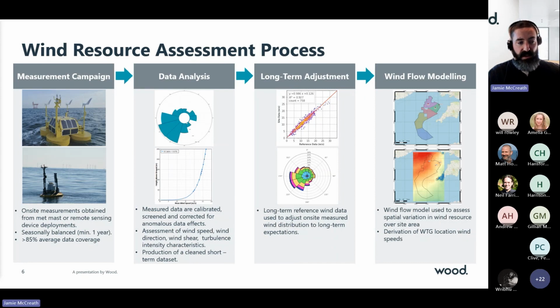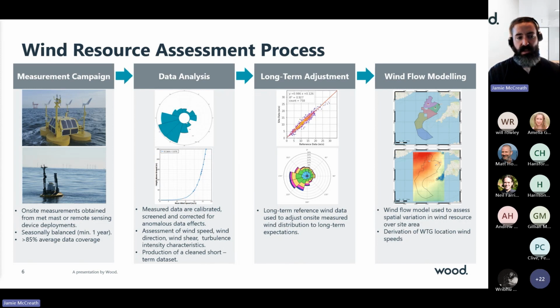And as Rebu's already mentioned, when he gave a detailed overview of the LiDAR recovery, typically 85% is the minimum that we would find acceptable to feed into a bank grade assessment. So once you've obtained all of that measurement data, we need to process it. So there's all of the data analysis that Rebu's discussed, where we look at calibration of the data, correction of anomalous data effects, and then assessment of the wind speed, direction, shear, turbulence, directional veer, all of these characteristics that are going to define what the wind conditions and characteristics are going to be on site.